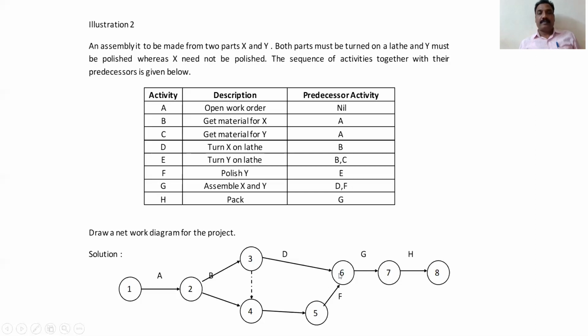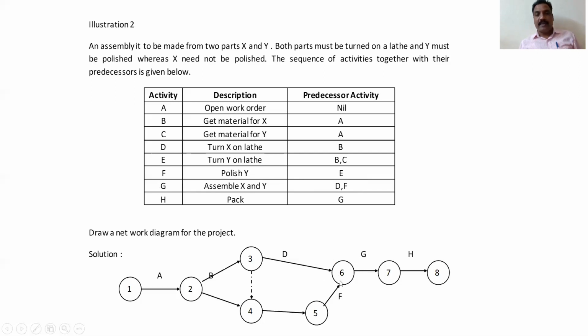This is 5. This is 6. Don't worry about the numbers here. So next, F. F is preceded by E. F is preceded by this E. Then G is preceded by D comma F. D comma F. Again, you have to join these two.